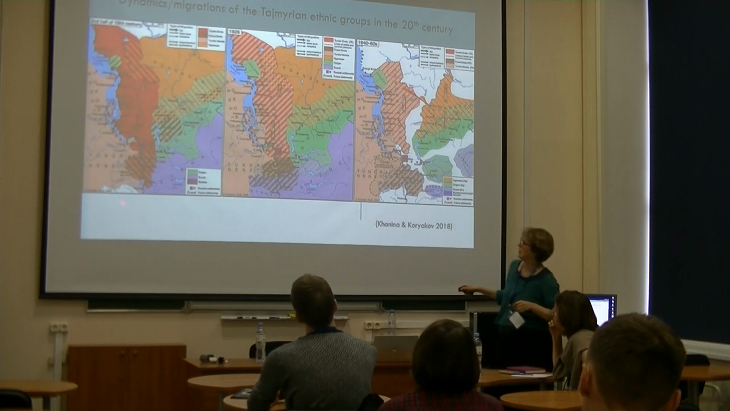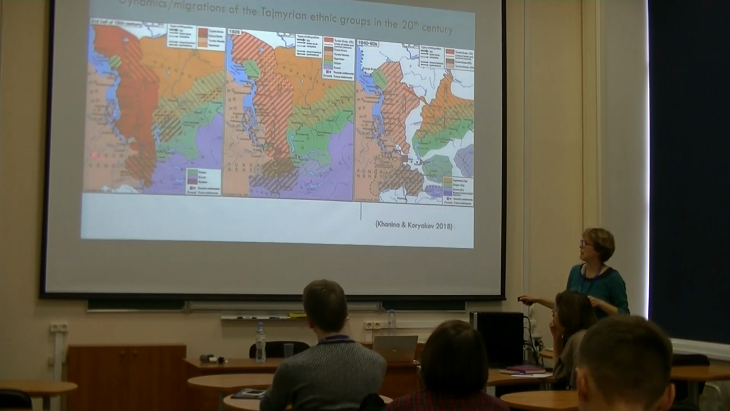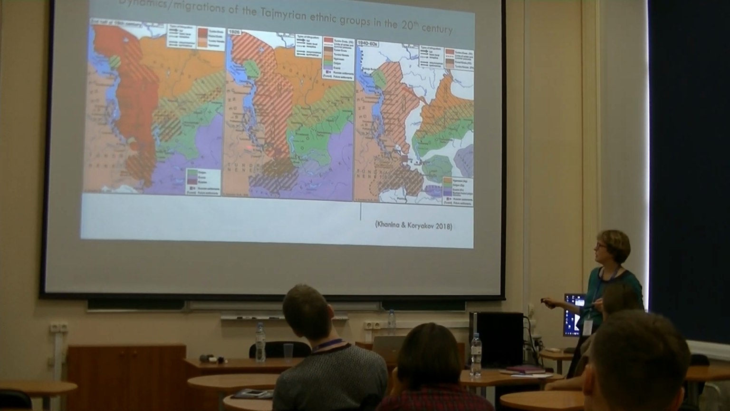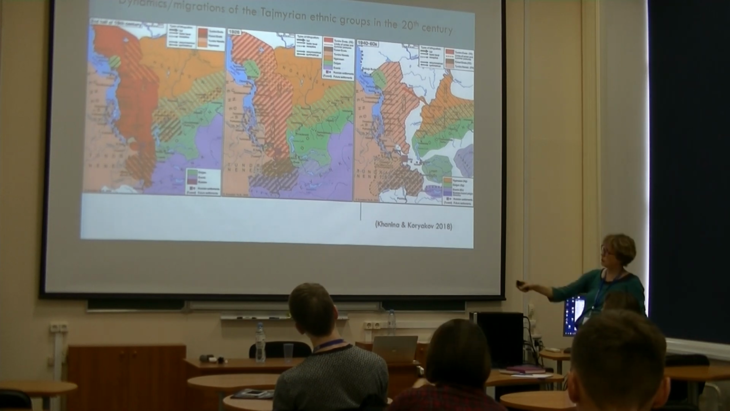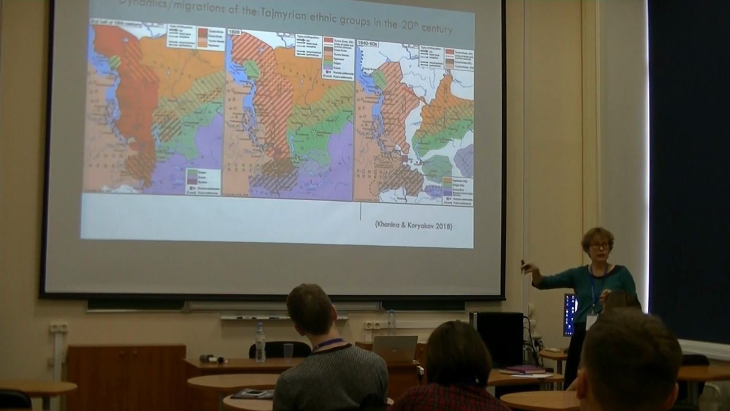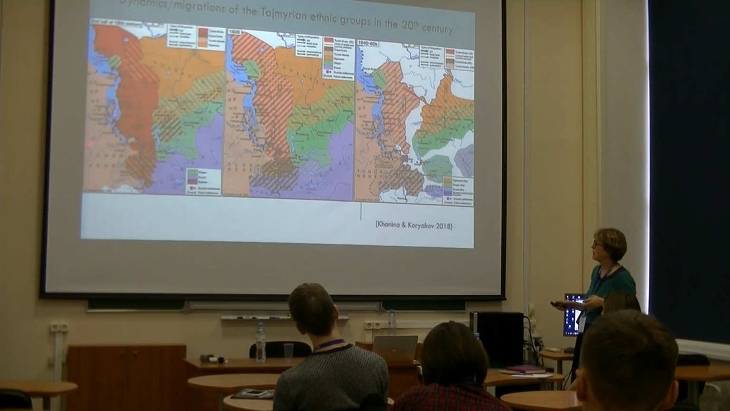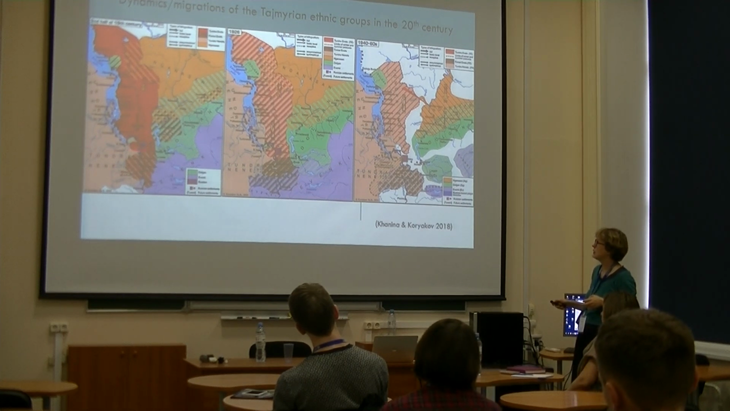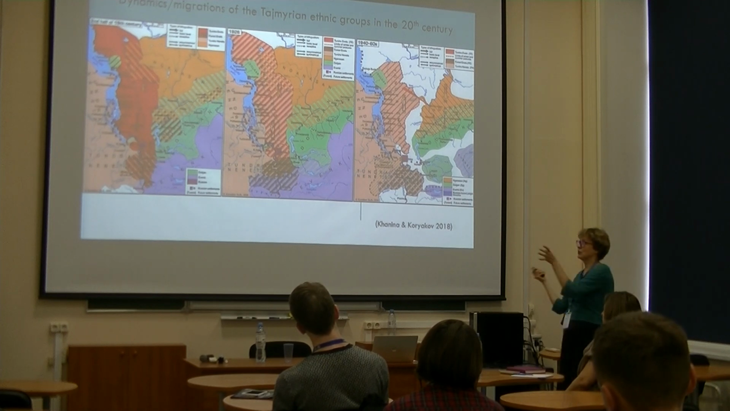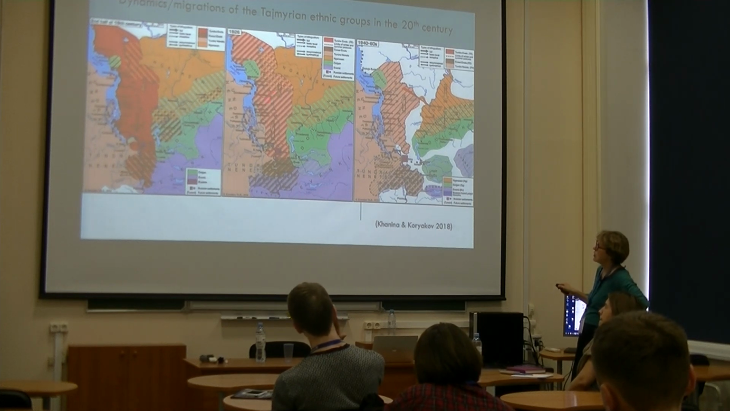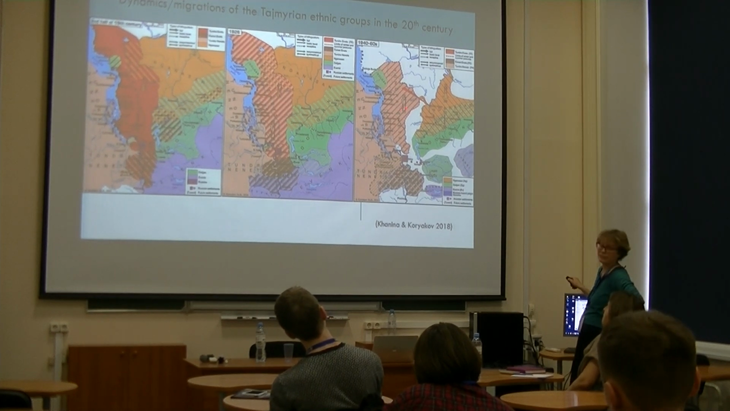So what is important? You look at the Tundra Nenets, which is pink, and which is the westernmost ethnic group. And then you look at this pink in these three pictures, and you see that the Tundra Nenets expanded a lot to the east. And they not only expanded, but they assimilated those peoples who lived in the territory where they arrived. So there is no pink on the right bank of the Yenisei in the 19th century. Then you have some pink here, and you have much more pink by the middle of the 20th century.